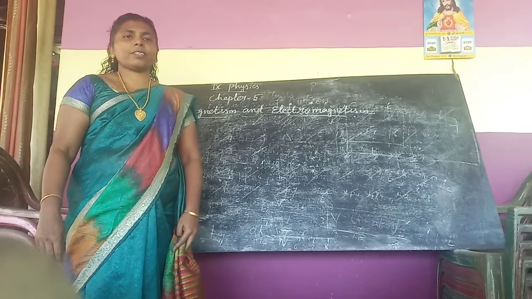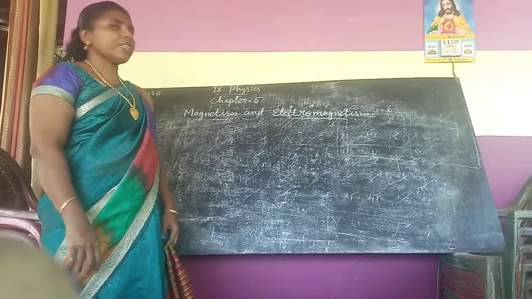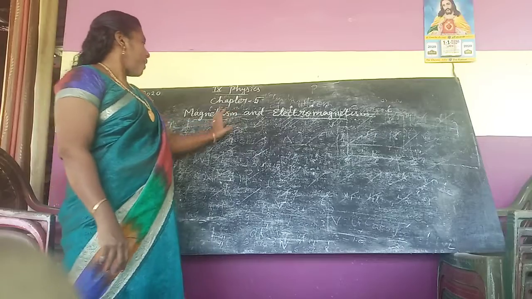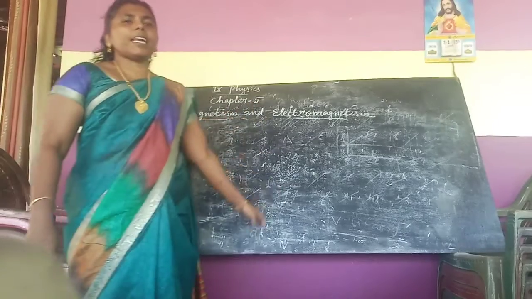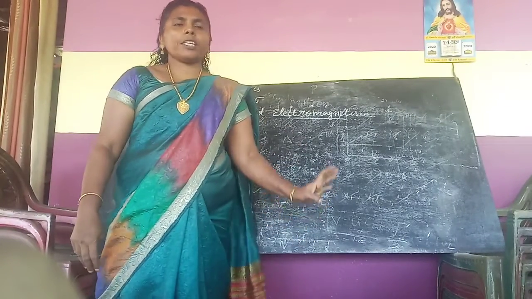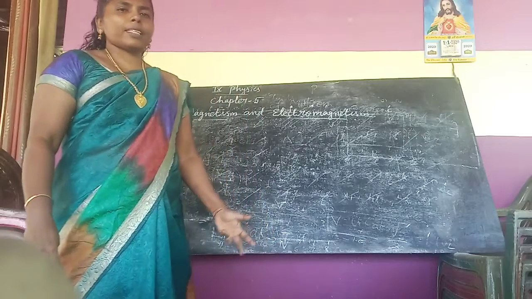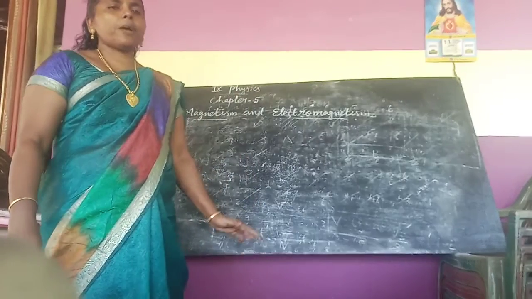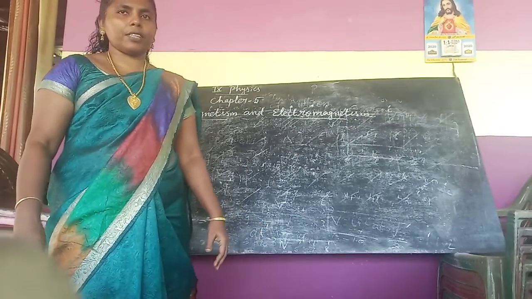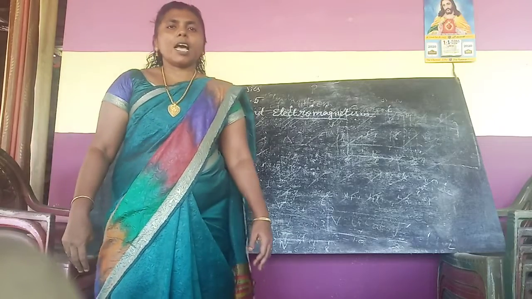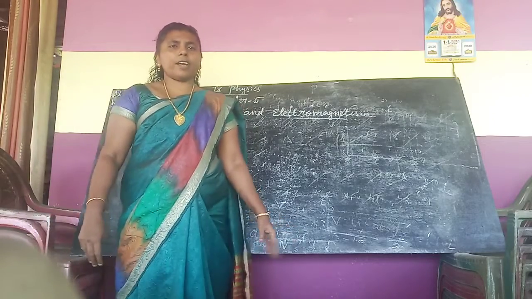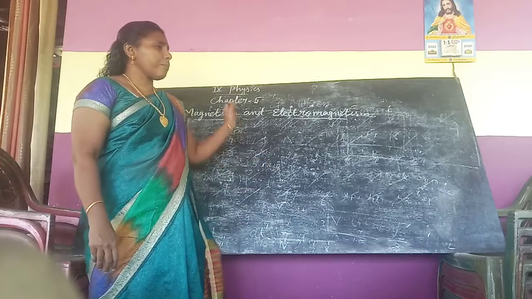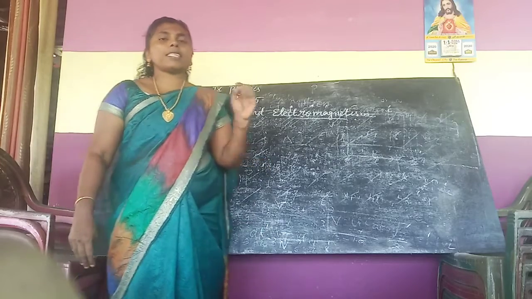Good morning, students. In previous classes we have learned about chapter 5, magnetism and electromagnetism. What is a magnetic field? Then magnetic lines of force. Then Fleming's left-hand rule. This is everything we learned in previous classes. I think you all learned well. Okay, once again I am repeating Fleming's left-hand rule.